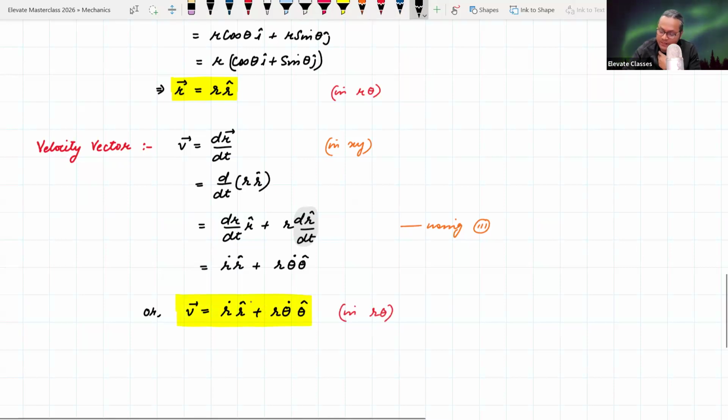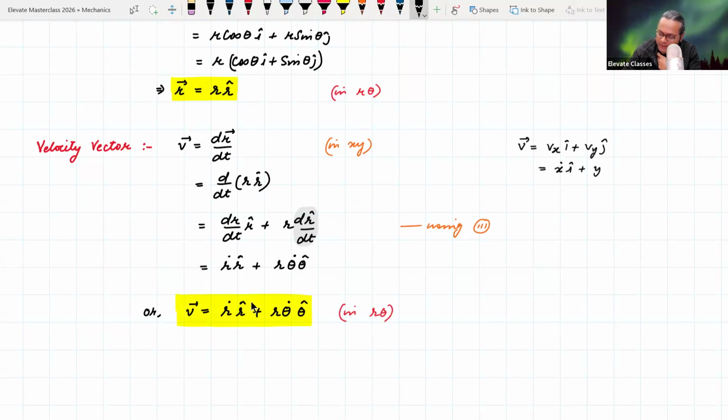So this is in r theta. Are you noticing the difference here? When I write the velocity vector in xy, it is simply vx i cap plus vy j cap. So vx is nothing but x dot and vy is nothing but y dot. But when I write the same velocity vector in polar coordinates, it is vr r cap and v theta theta cap, where vr is nothing but r dot and v theta is nothing but r theta dot. So this is what's important.